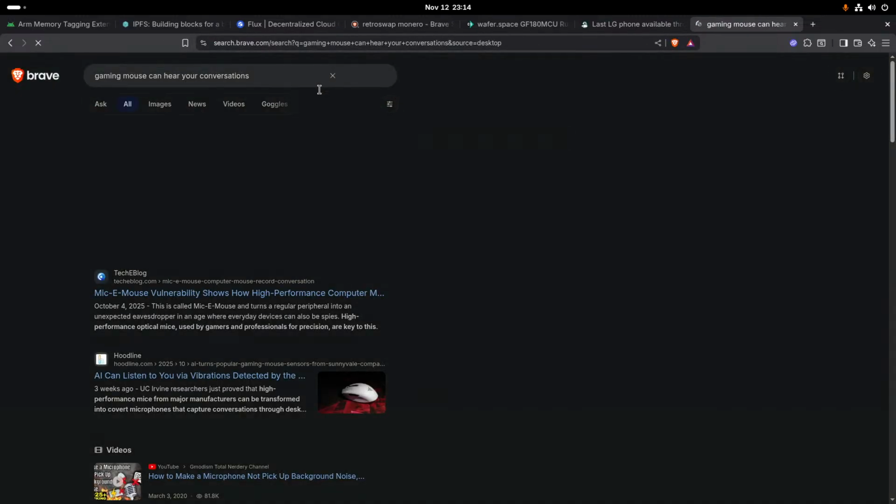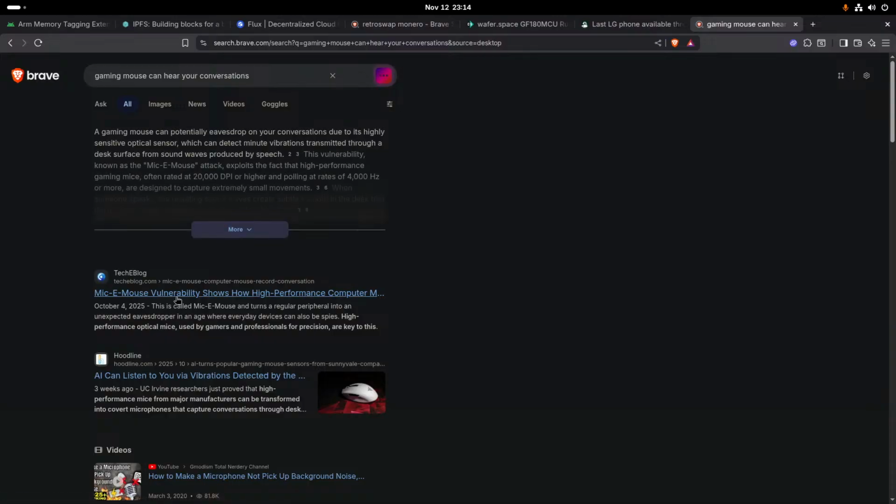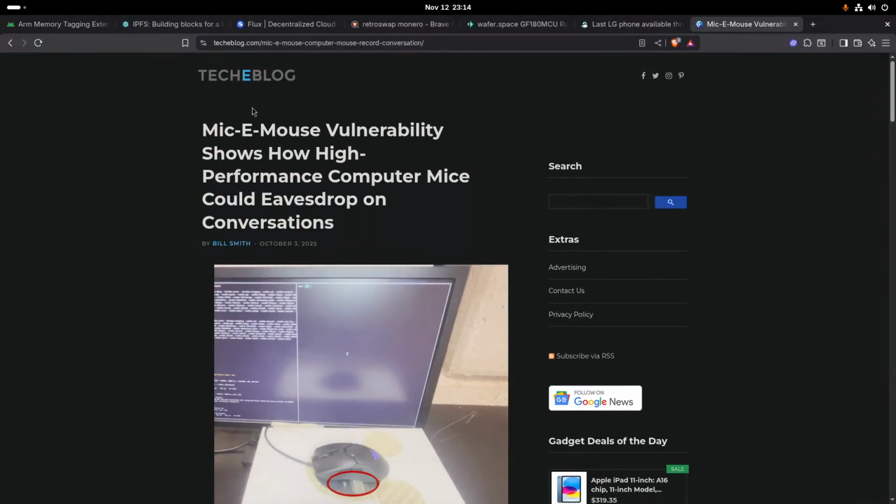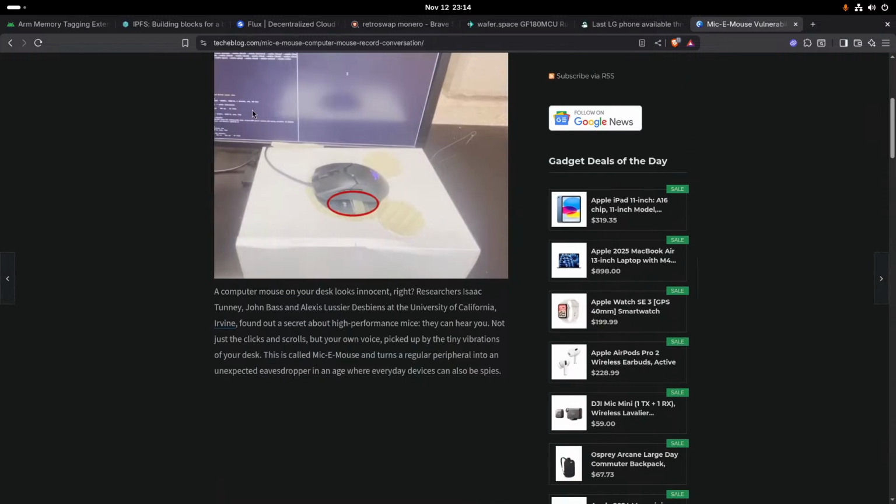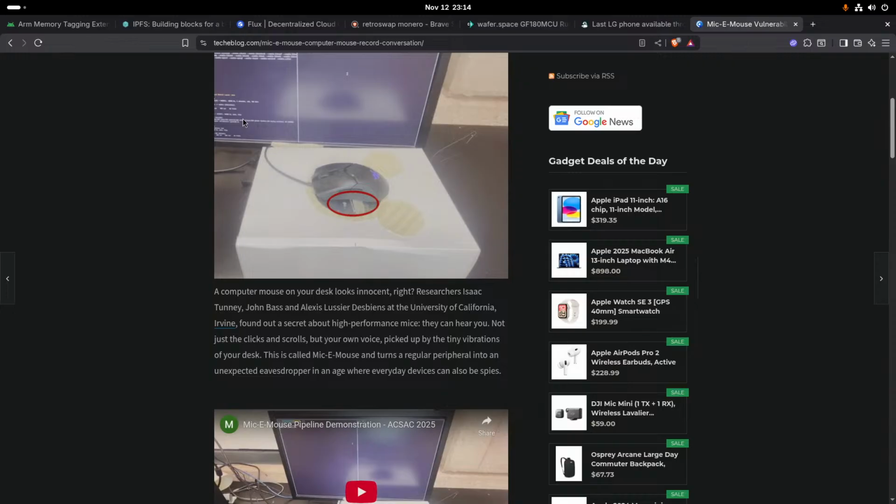It's called the Mice-E mouse vulnerability. The Mice-E mouse vulnerability shows how high-performance computer mice could eavesdrop on conversation. That is fucking crazy.